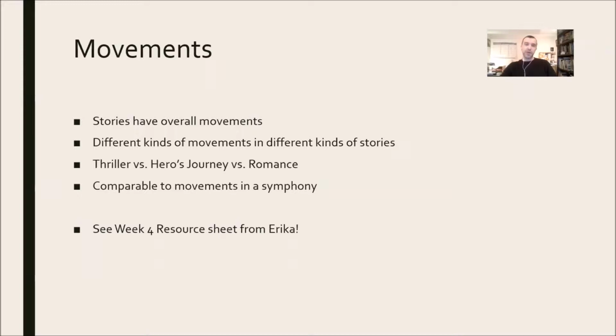So you can also compare movements in literature and in writing to movements in a symphony. So you can imagine the way that a symphony may have parts that are quieter and parts that are louder, and then parts that bring in different instruments or different elements of music, such that the overall symphony has distinct things happening in it, different parts that come together to form this whole movement. There's some good description of these movements as well in the resource sheet from this week that Erica has put together, so please take a look at that.